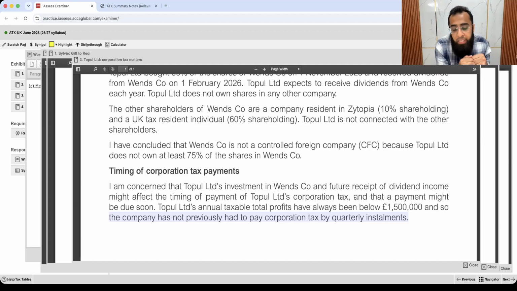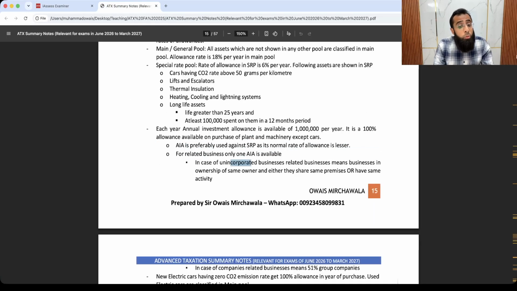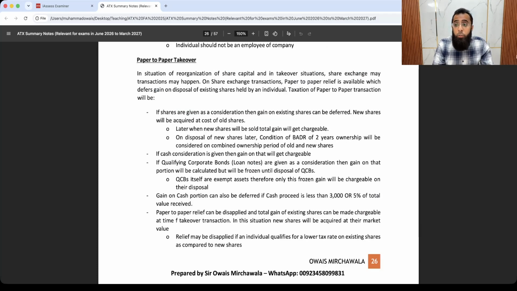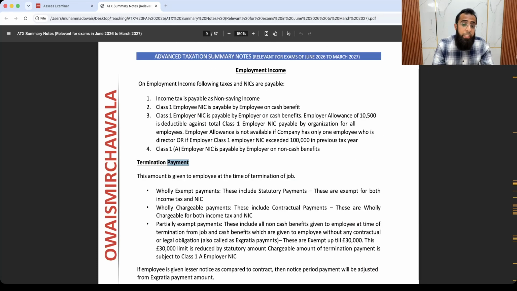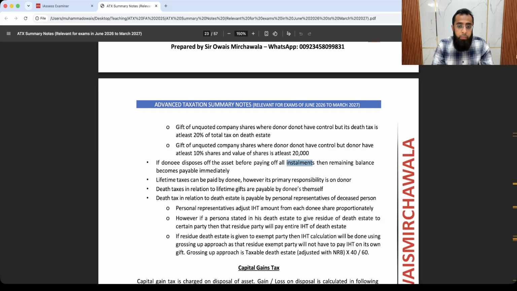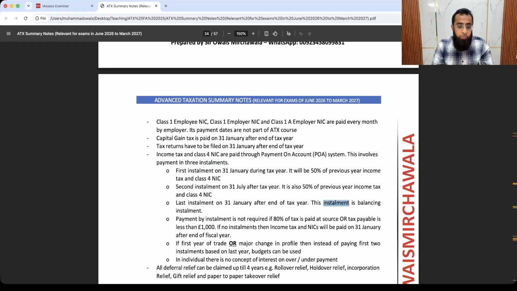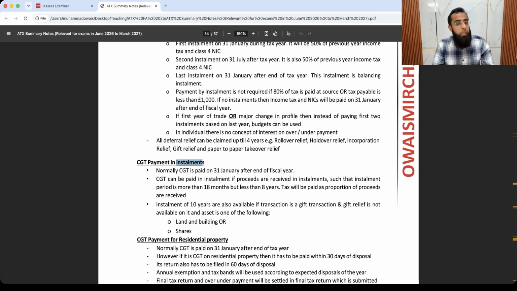See, if we are receiving dividend income, that increases our augmented profit. And if it increases augmented profit so much that it exceeds this limit of 1.5 million, then we have to go for the installment concept. If you remember the corporate tax payment concept, again, if you don't remember, just go to the summary notes, and you can find corporate tax payment things, installments. If you just move down here, this is corporate tax installment.